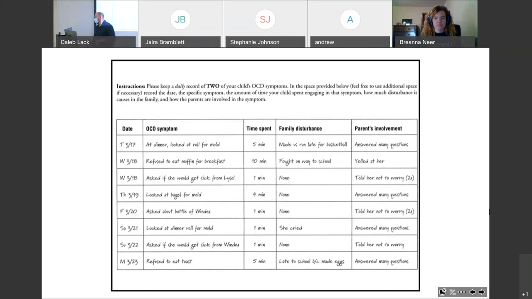So you can see here some examples. Here's what happened on Tuesday. This child has contamination fears, and they're worried in particular about food, but about some other things as well, being contaminated and being sick as a result. So here's what they did. They looked all over their food at dinner for mold. It took about 5 minutes. What happened? Well, it was late because they wouldn't eat the food.